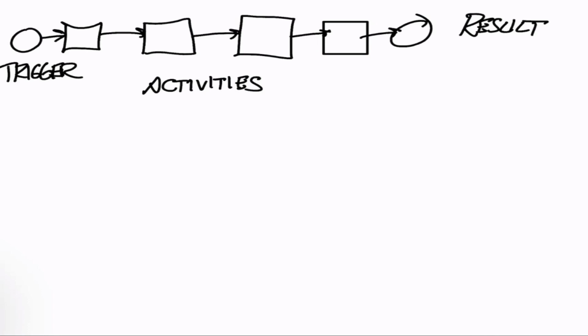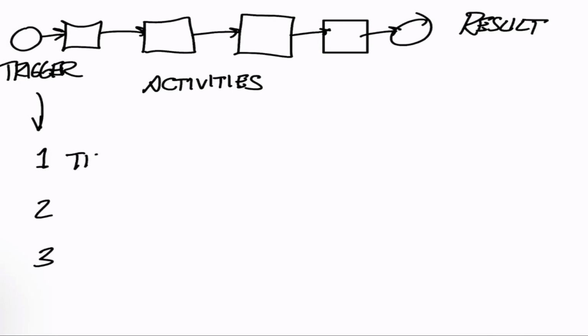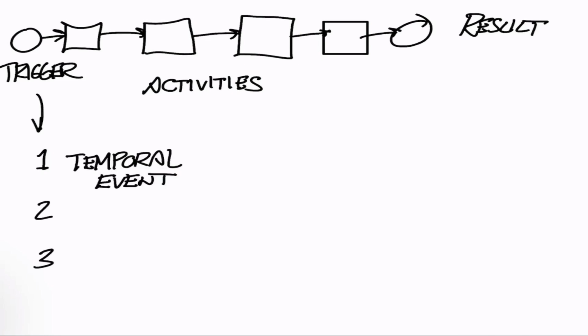Let's start with some definitions. For example, what is a trigger? Let's go 1, 2, 3. First thing is a temporal event. What do we mean by a temporal event? There's usually some time-based activity.